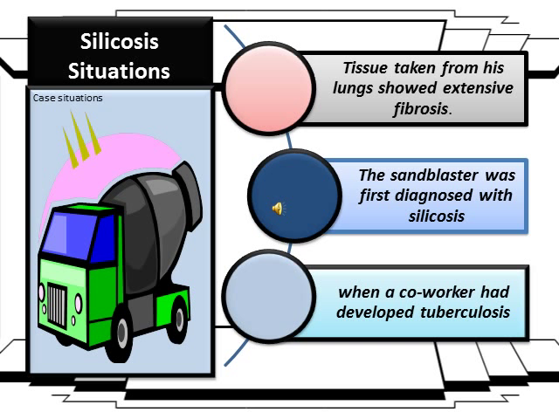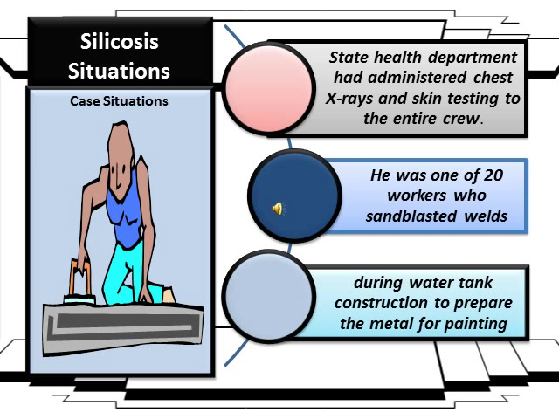The sandblaster was first diagnosed with silicosis when a coworker also developed tuberculosis. The State Health Department had administered a chest x-ray and skin testing to his entire crew. He was one of 20 workers who sandblasted welds during a water tank construction project to prepare the metal for painting.